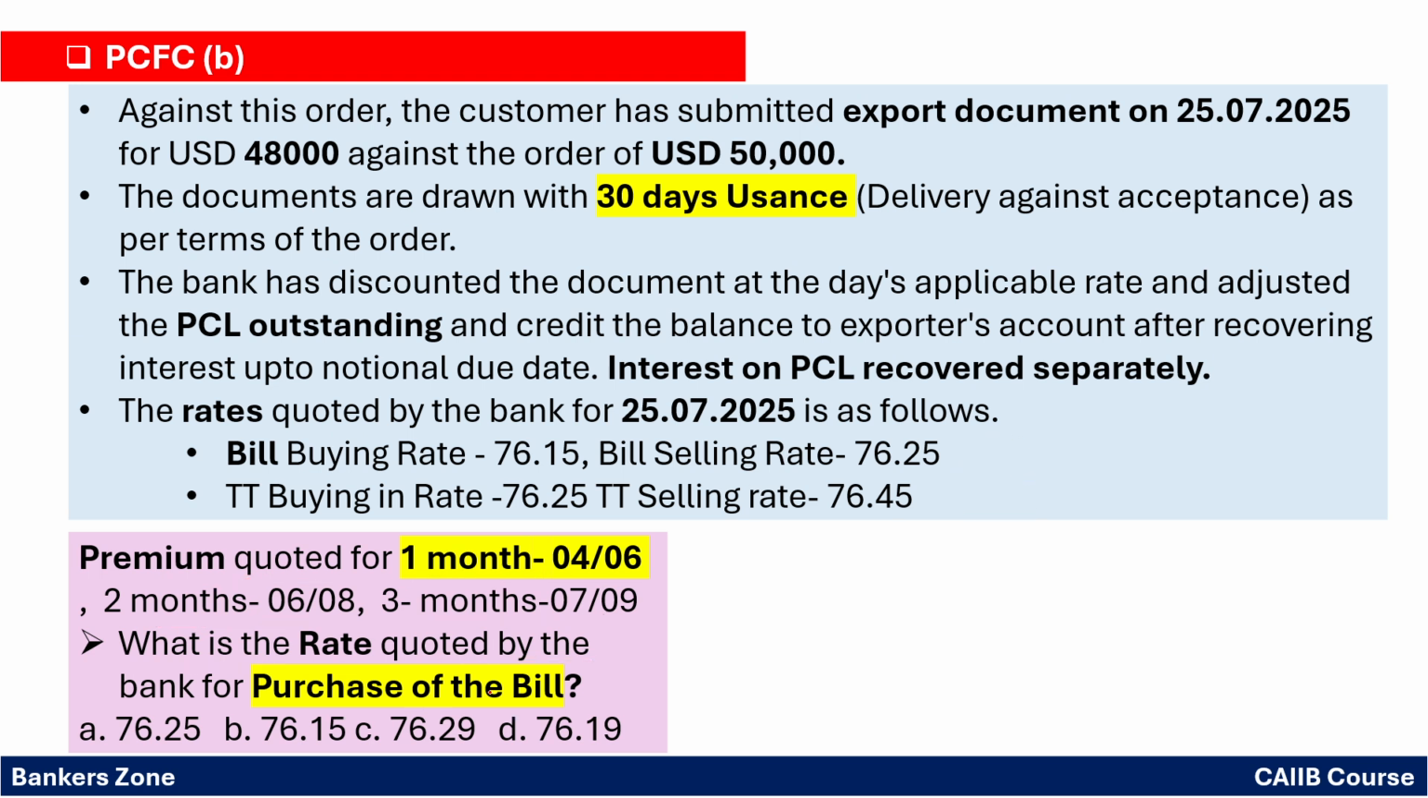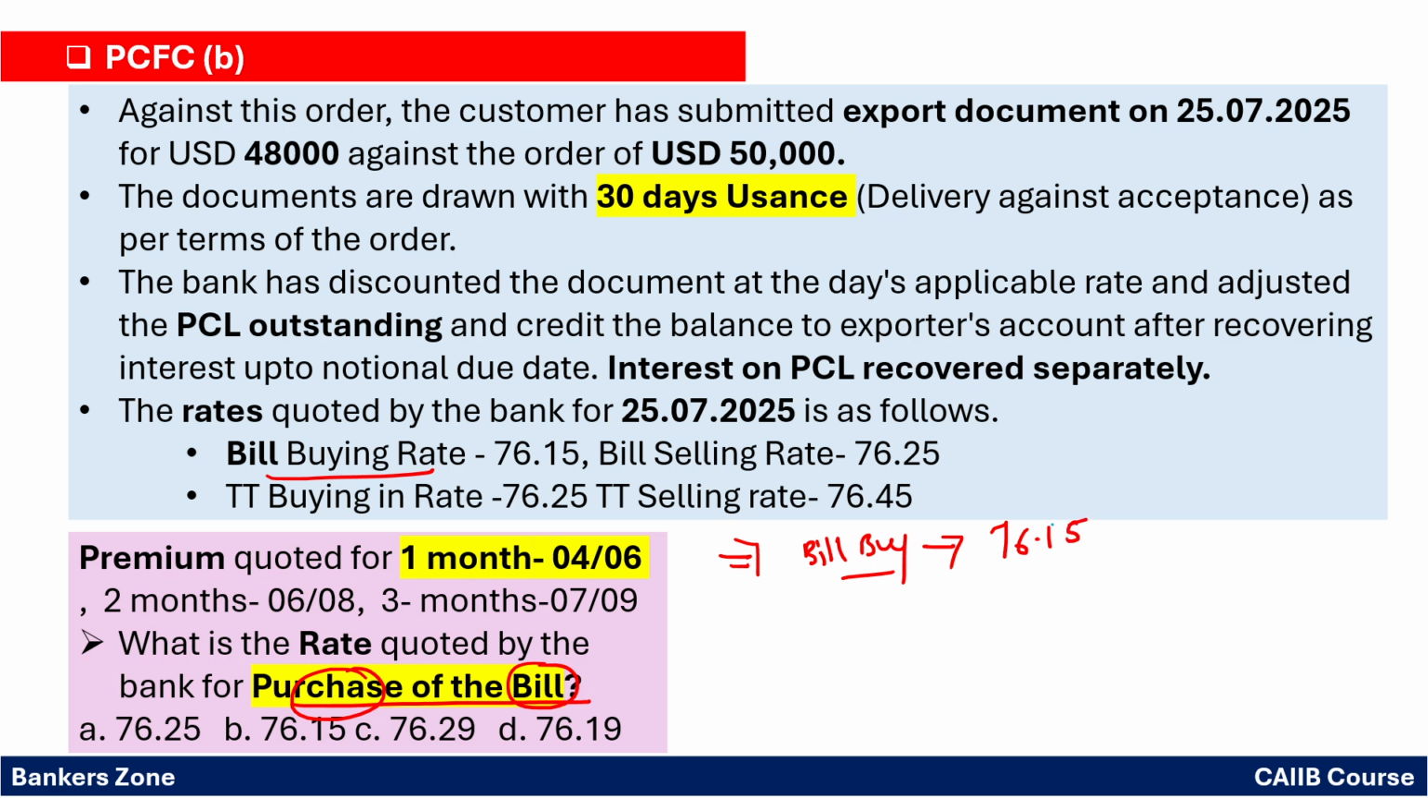See, we know what they are asking: purchase of the bill. When we talk about the purchase of the bill, it means simply the bill buying case, right? Why? Because the bill is involved and purchase means simply bill buy. So what rate will we apply? For the bill buying rate, again the same rate we will apply, 76.15.